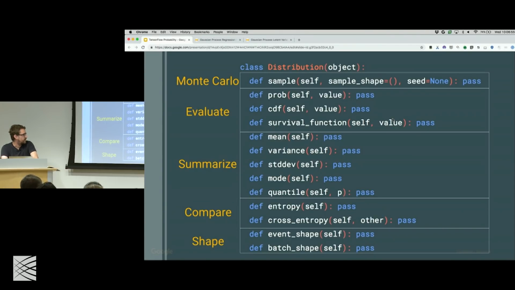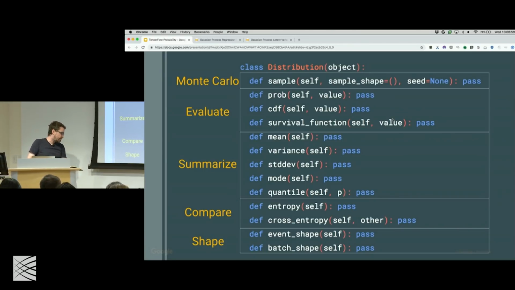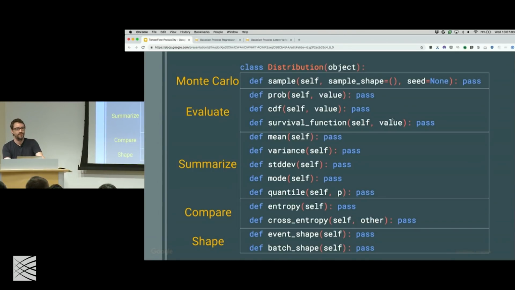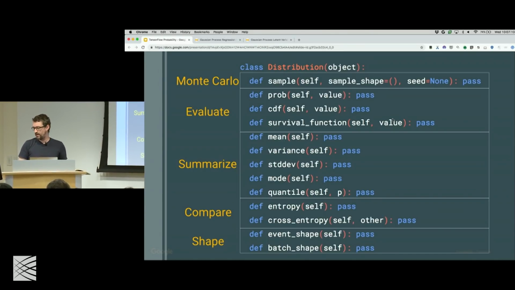and some methods for comparison, like cross entropy. And this has a footnote at the bottom, this fundamental concept of shape. This is what allows us to vectorize operations and do things really efficiently. So we'll talk a little bit more about that.